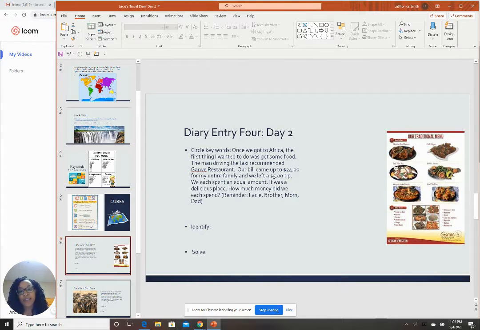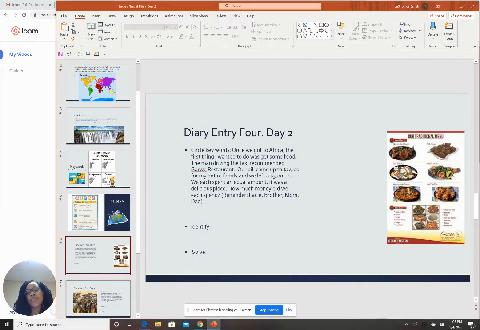Once we got to Africa, the first thing I wanted to do was get some food. The man driving the taxi recommended Garway Restaurant. Our bill came up to $24 for my entire family, and we left a $5 tip. We each spent an equal amount. It was a delicious place. How much money did we each spend?